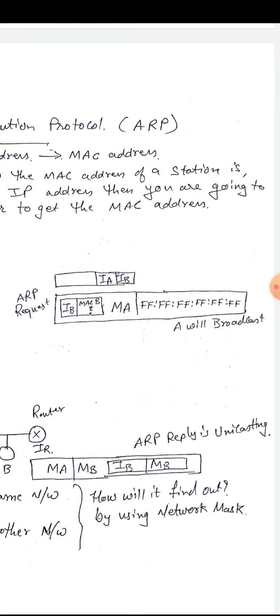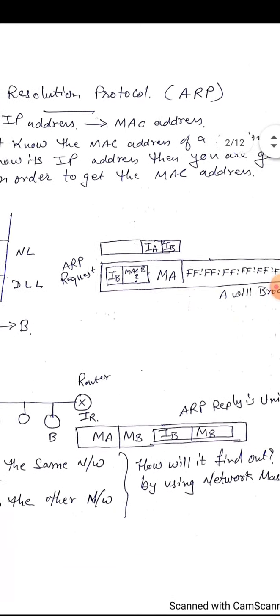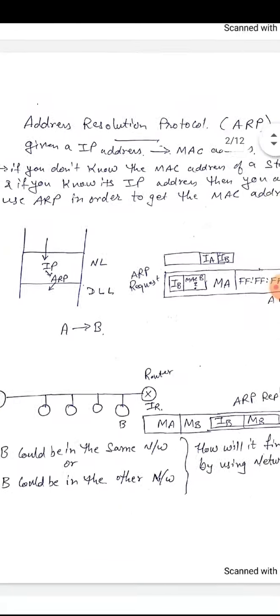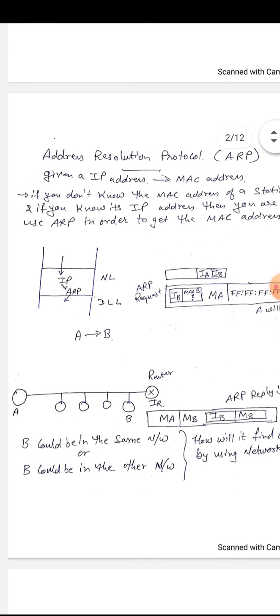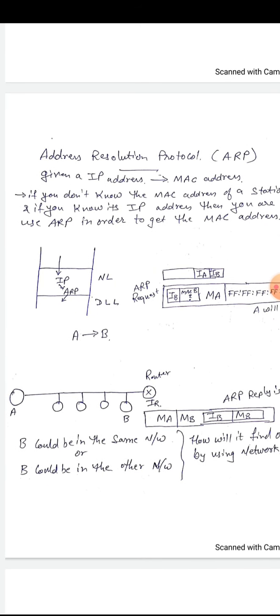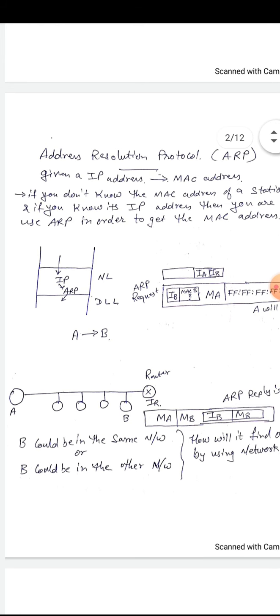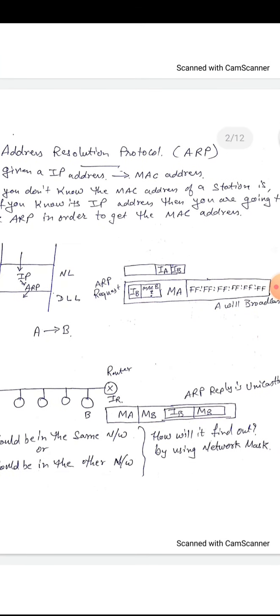An ARP request will always be a broadcast, but B could be either in the same network, or B could even be on the other network. So, there are two possibilities. How will you find out? In that case, you have to use the network mask, which we have already discussed, to identify which network this machine belongs to.